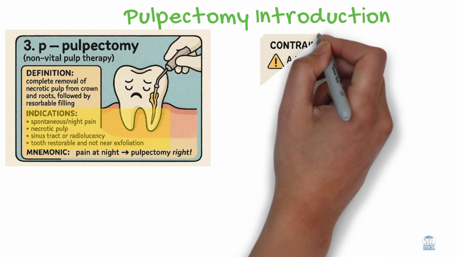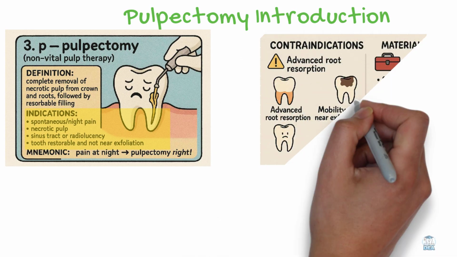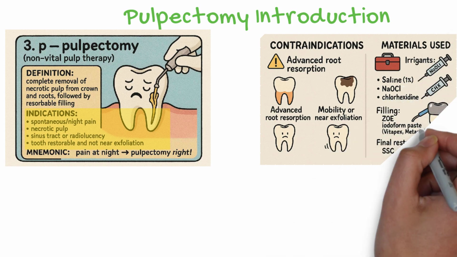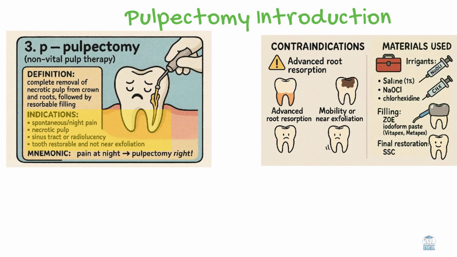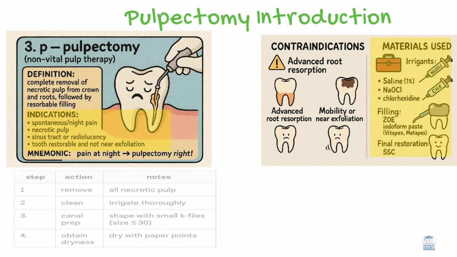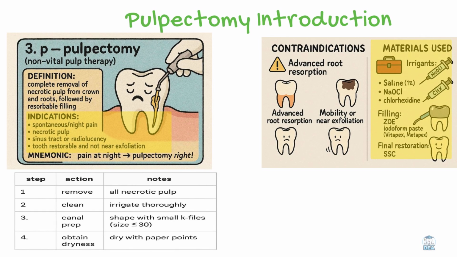Do not perform pulpectomy if there's advanced root resorption, a non-restorable crown, or the tooth is near exfoliation. Materials used include irrigants like saline, sodium hypochlorite 1%, or chlorhexidine, and filling materials like zinc oxide eugenol, iodoform pastes such as Vitapex or Metapex, or calcium hydroxide with iodoform. Final restoration is a stainless steel crown.